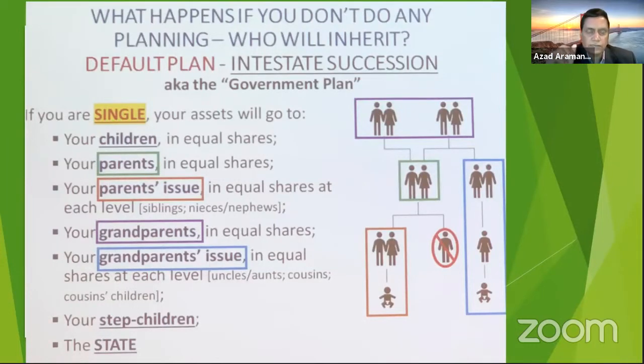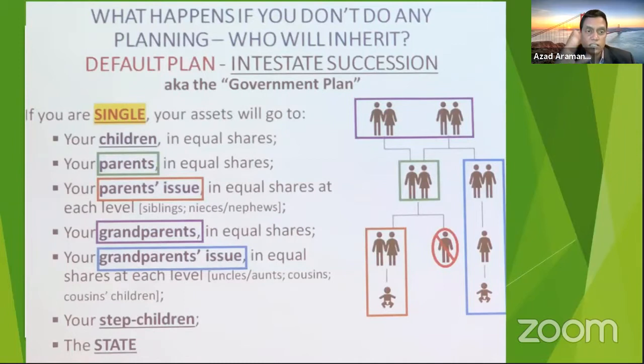If a person is single and owns assets, the sequence is this: children first, and depending on the number of children, it will go in equal shares. If a person is unmarried and has no children, assets go to parents. If parents are not there, then parents' issue, that is siblings. If siblings are not there, it goes to grandparents, again in equal shares. Wherever it is, it's all equal shares. Assuming grandparents are not there, then grandparents' issue, that is aunts and uncles. And then stepchildren, and if there is nothing, the state gets it after all this.